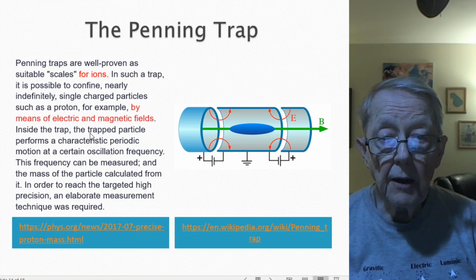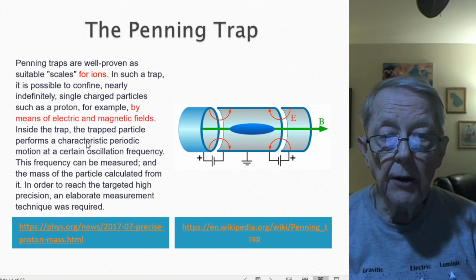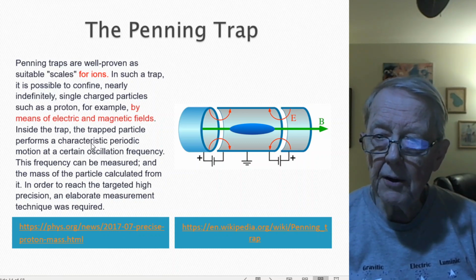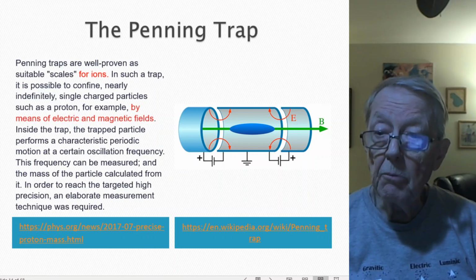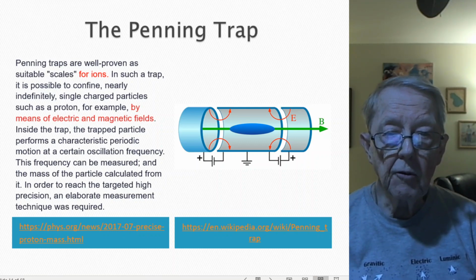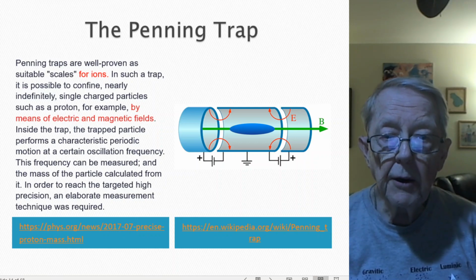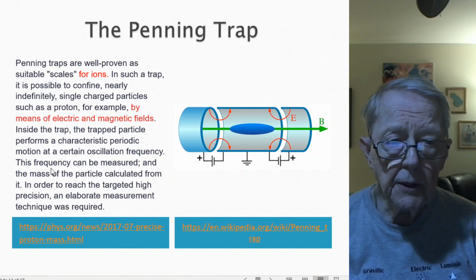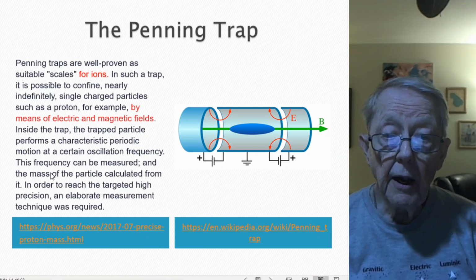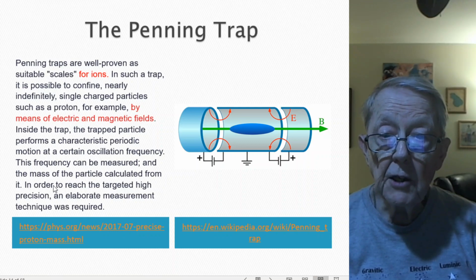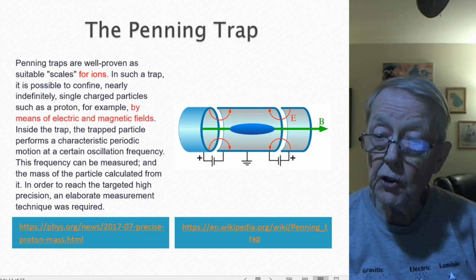Inside the trap, the particle performs a characteristic... I like it, performs. The particle doesn't perform anything. The particle is controlled by the electric and magnetic field, and moves, but in the trap the particle performs a characteristic periodic motion at a certain oscillation frequency. This frequency can be measured, and the mass of the particle calculated from it. The mass of the ion. These are for ions, charged particles.